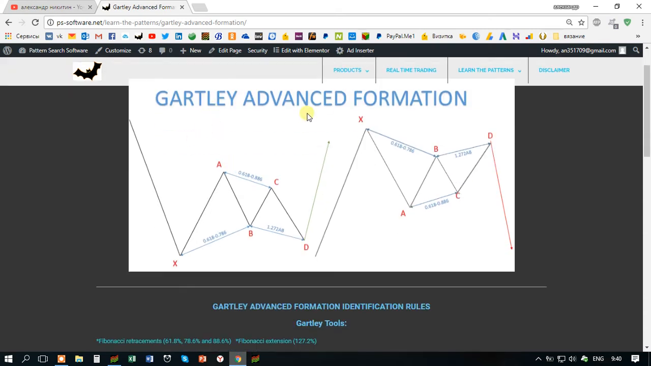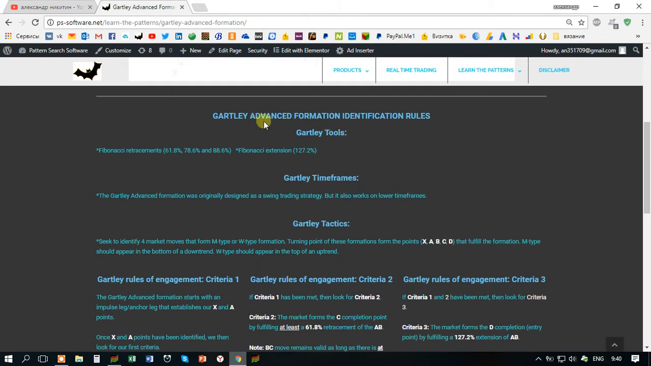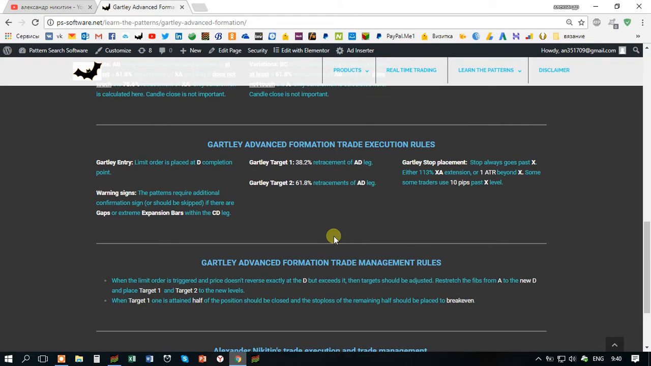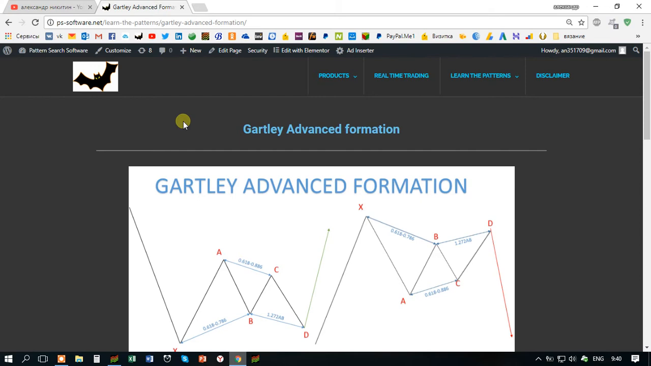What do you have here? Not only do you have the diagram that explains the most commonly used ratios, but you have the detailed explanation here: the trade identification rules, trade execution rules, and trade management rules. So you see, you should have three parts to actually perform this strategy. You should know how to identify the patterns, how to execute your trades, and how to manage your trades. This is very important. If you lack some of them, the strategy is not complete and it won't perform the way it should perform.